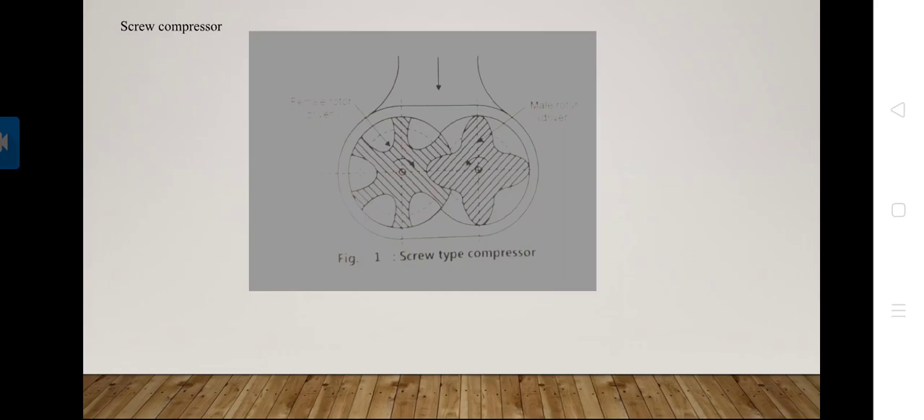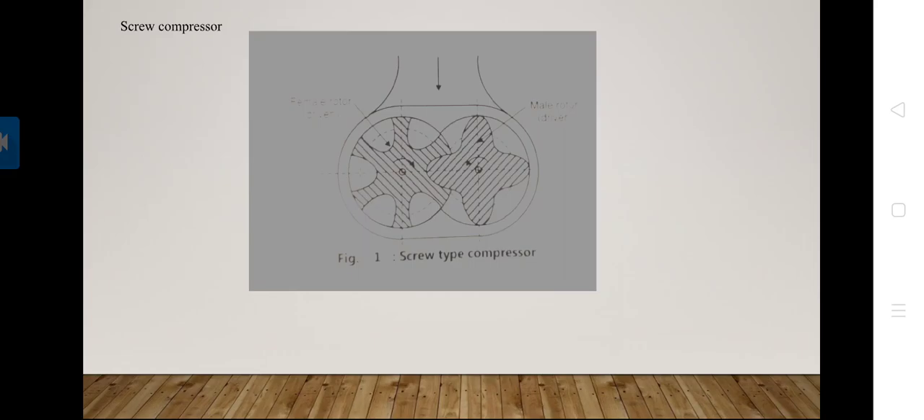But there are some advantages also. This screw compressor has high volumetric efficiency, which is obtained as there is practically low clearance volume. Uniform and continuous airflow is obtained, and the absence of suction and discharge valves eliminates the pressure drop.